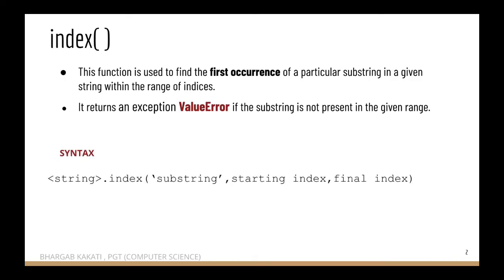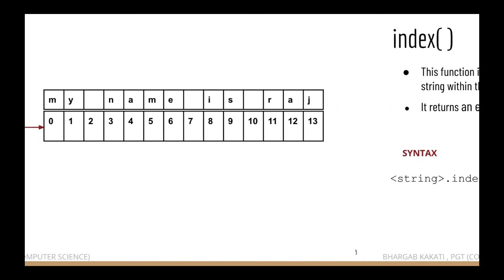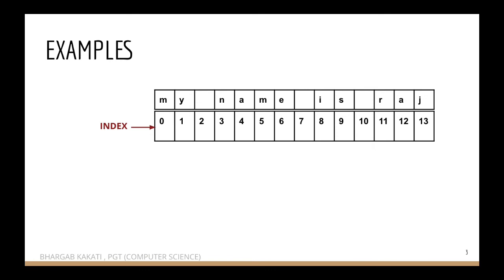Now how does the syntax goes? The syntax goes as follows. We need to specify the string dot index, and then within bracket we need to give the substring, then comma, starting index, comma, final index. This is the format which we need to follow in the index function. So let's see some examples related to index function.